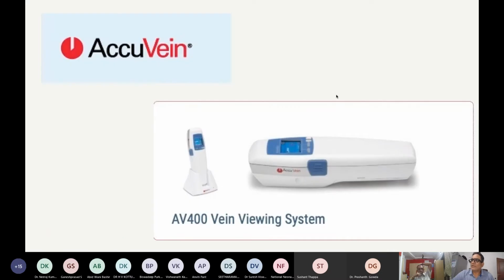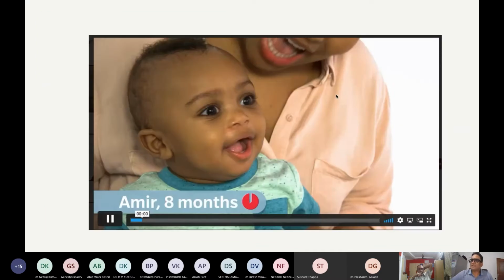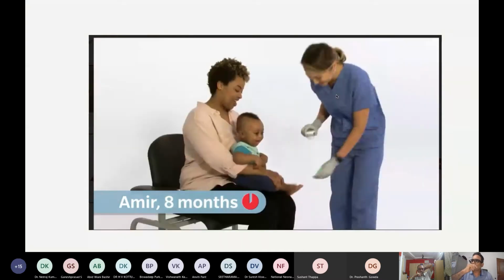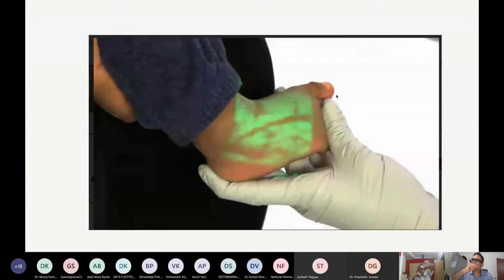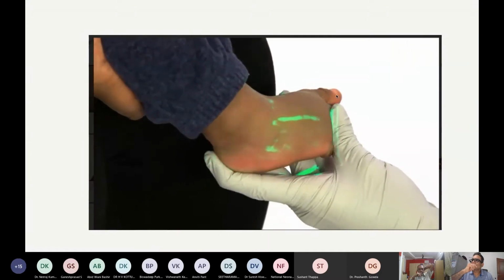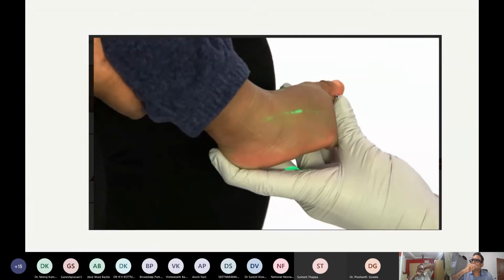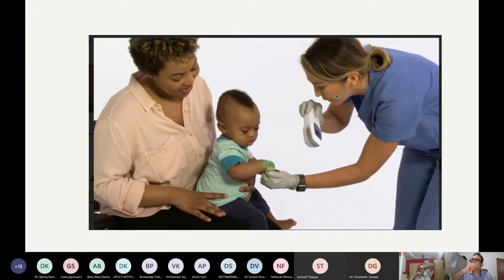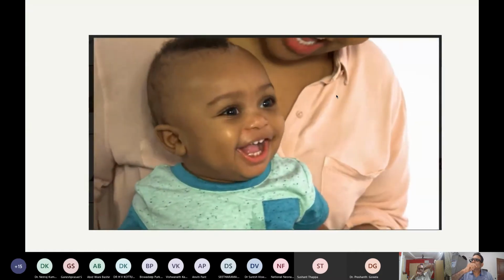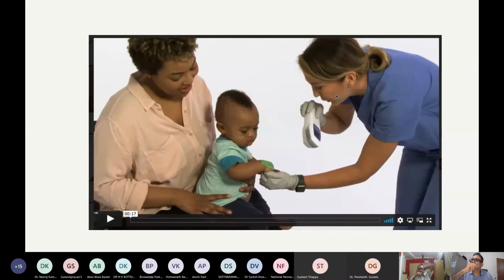So this is the AccuVein, AV400. This is a vein viewing system. And this child is an 8-month-old child. So basically, you just shine the light on the back of the hand or on the leg, and you see the veins very easily. And this is an infrared technology, which is used in a slightly different way.